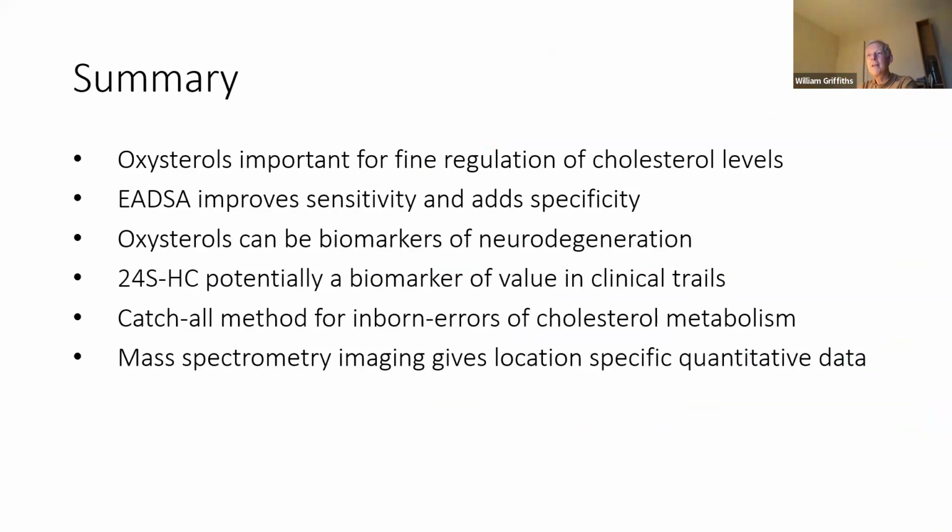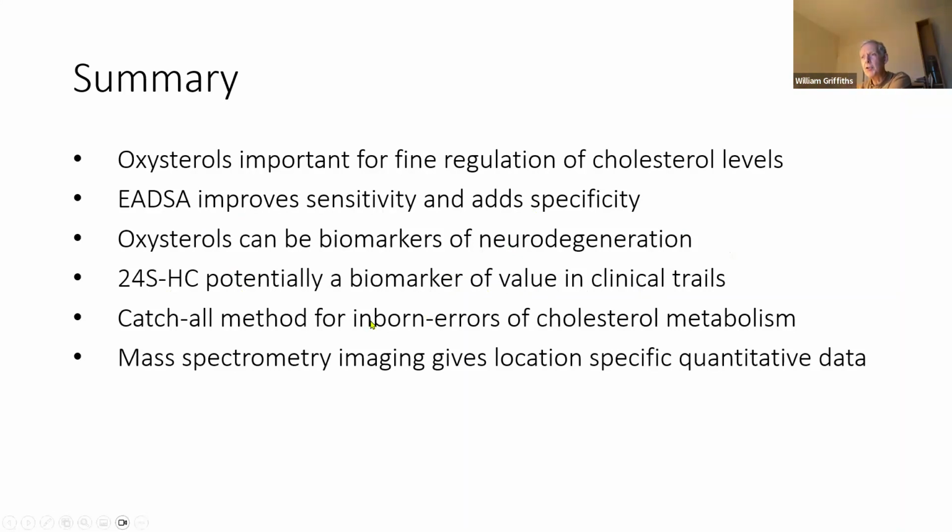The summary is that these oxysterol molecules, I think their most important function is as fine regulators of cholesterol levels. That might be via paracrine mechanisms, or by the cell that makes the oxysterols themselves. Our EADSA method improves sensitivity and adds specificity. Oxysterols can be markers of neurodegeneration. This is definitely the case in Huntington's disease, but it doesn't seem to be the case in Alzheimer's. When we've looked at Alzheimer's, we don't really see much difference between the Alzheimer's and the controls. That's just the way it is. So we think that 24-hydroxycholesterol can have value in these clinical trials that are being performed for HD.